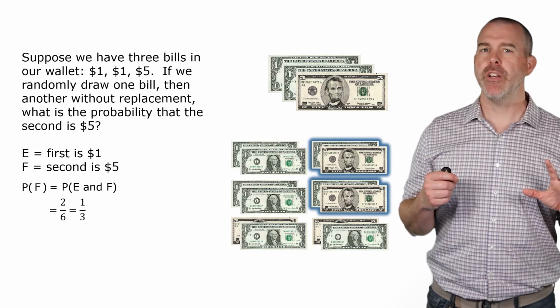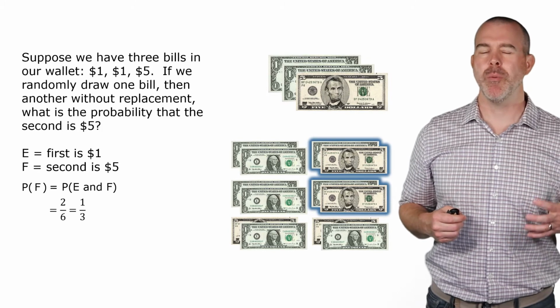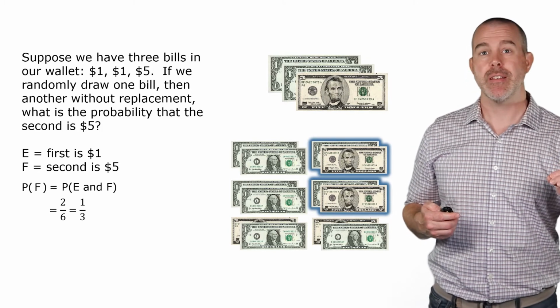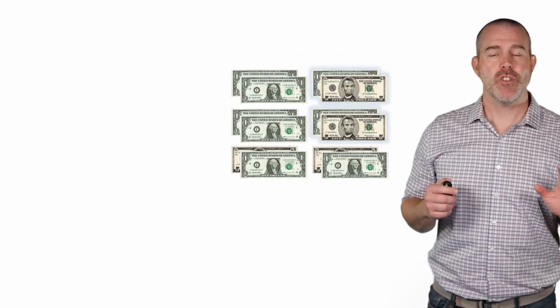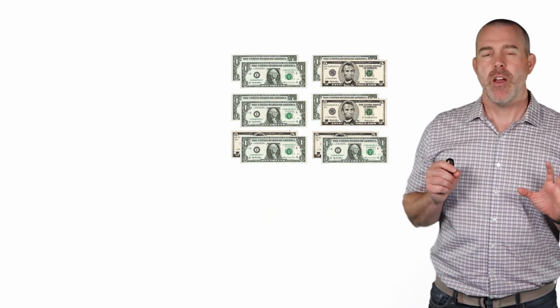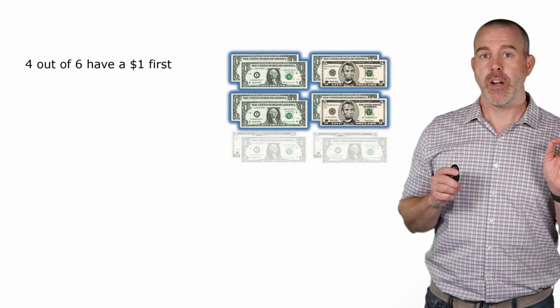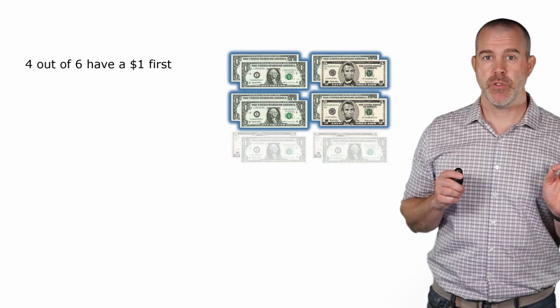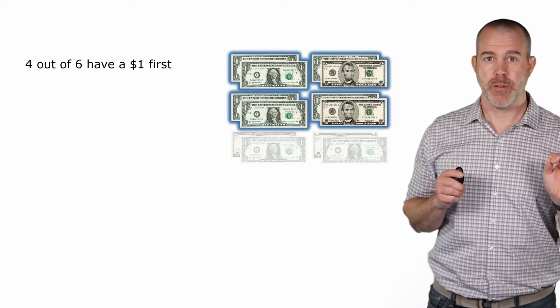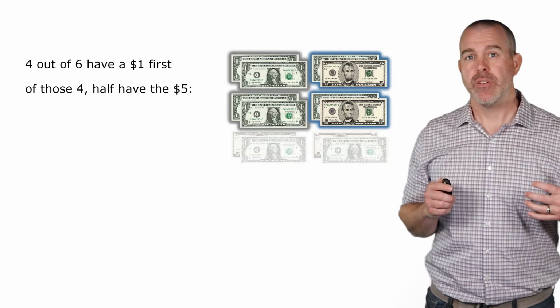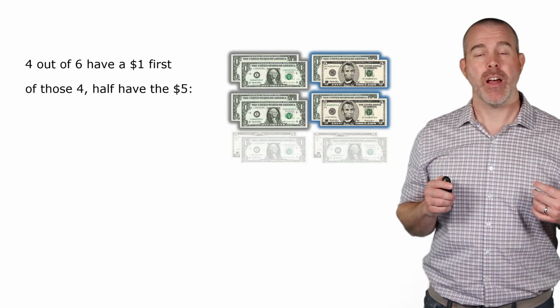Okay. What we're going to do is try to develop a probability rule by investigating this, diving in a little bit deeper and splitting this a little bit differently. So let's just look at those 6 outcomes. We have 4 of them that have a $1 bill first. So 4 out of 6 have the $1 bill first. Of those, half, 2 of them, have the $5 bill second.